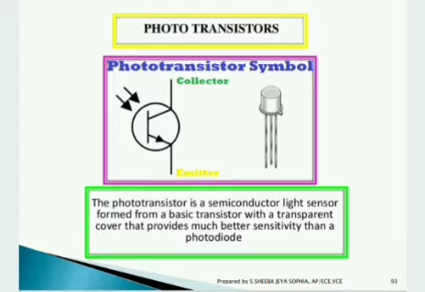What is meant by a phototransistor? It is a semiconductor light sensor formed from a basic transistor with a transparent cover that provides much better sensitivity than a photodiode. You can see the pictorial representation of this phototransistor and its symbol. It has two legs, namely emitter and collector, and photon-emitting arrow symbols are also given in the picture.